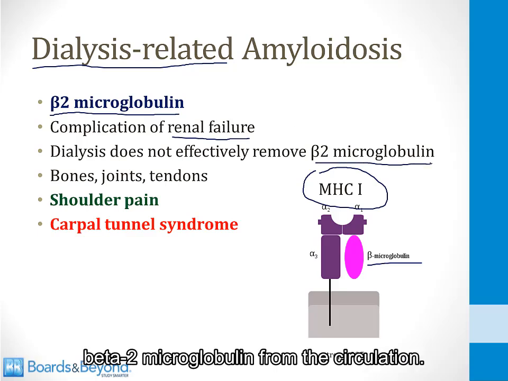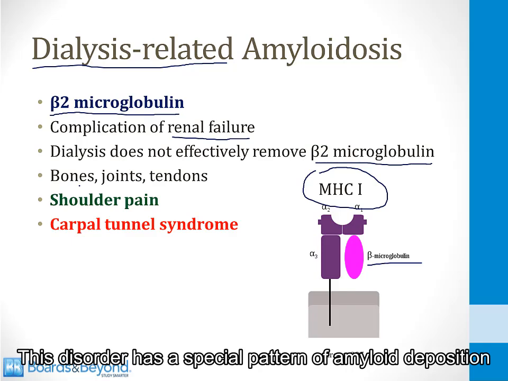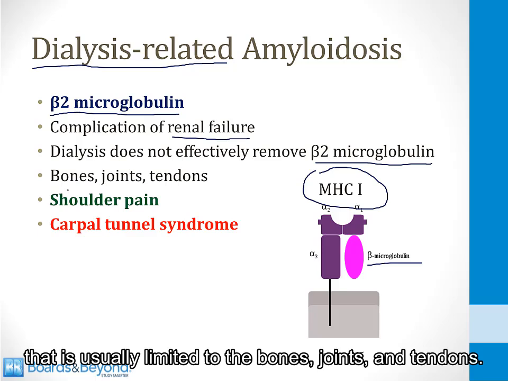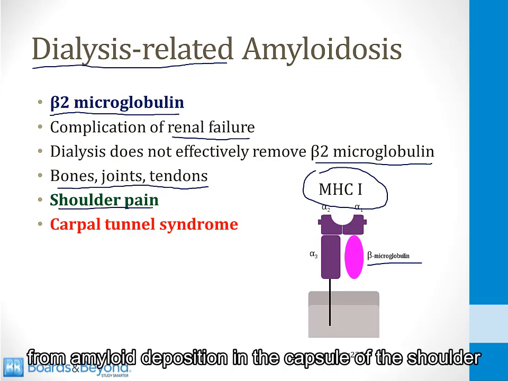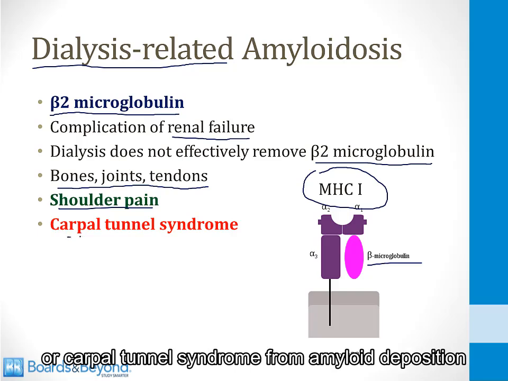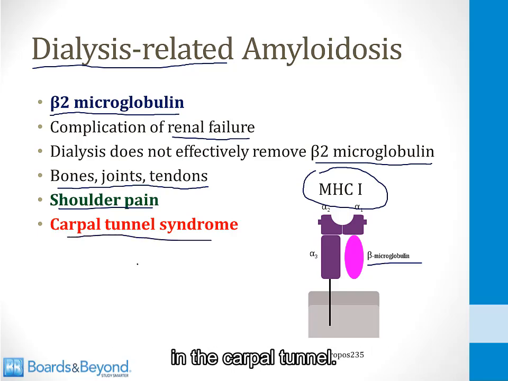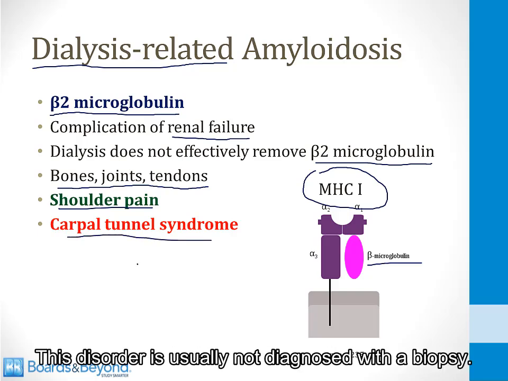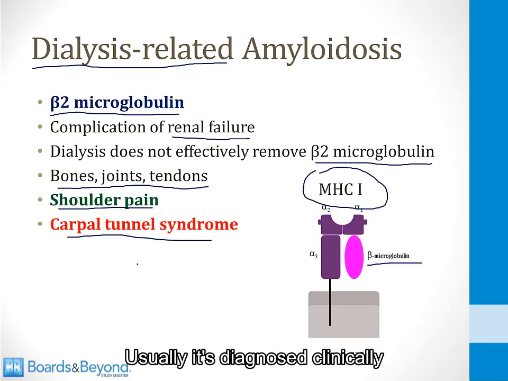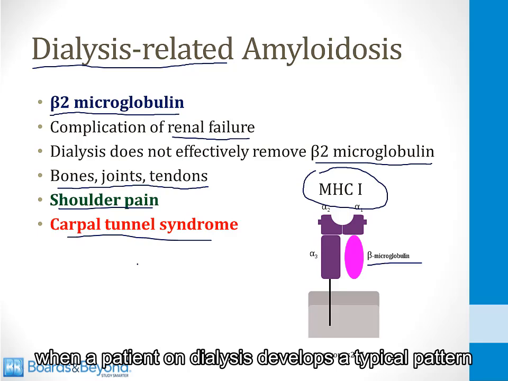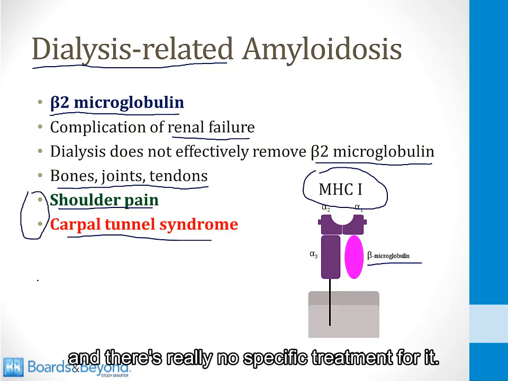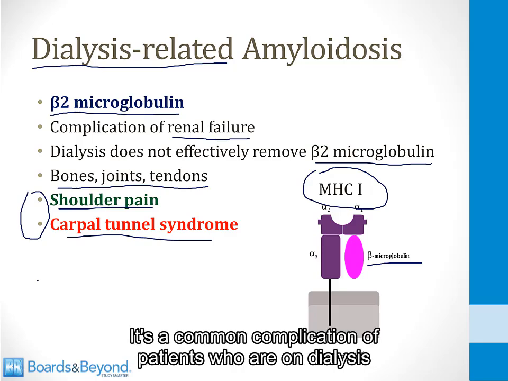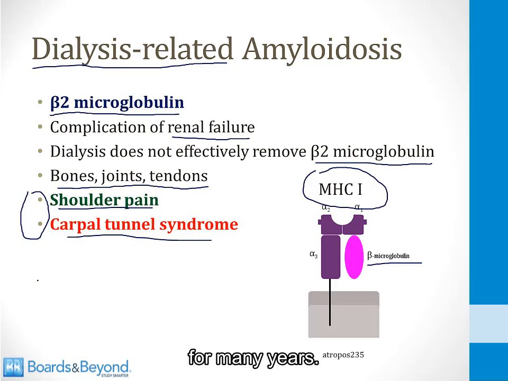This disorder has a special pattern of amyloid deposition that is usually limited to the bones, joints, and tendons. Common symptoms that patients develop are shoulder pain from amyloid deposition in the capsule of the shoulder, or carpal tunnel syndrome from amyloid deposition in the carpal tunnel. This disorder is usually not diagnosed with a biopsy. Usually it's diagnosed clinically when a patient on dialysis develops a typical pattern of pain in one of these areas, and there's really no specific treatment for it. It's a common complication of patients who are on dialysis for many years.